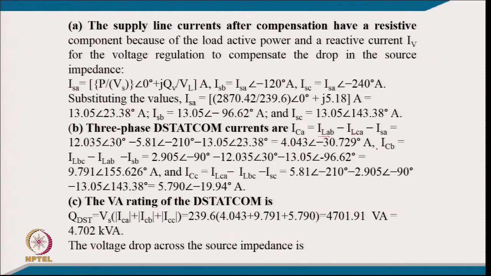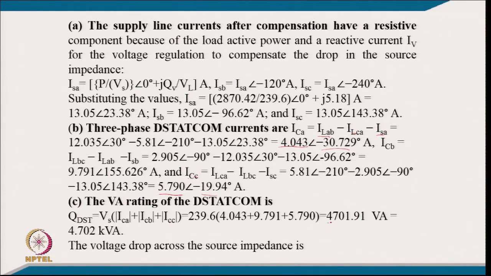And the 3 phase D-STATCOM current we can find out as load current minus the compensator current and source current. From this we can find out the current, which comes 4.03 at the angle of 30.729 degree, and similarly for B phase it comes to 9.71 at the angle of 155.69. Similarly, for C phase it comes equivalent to 5.79 at the angle of minus 19.4 degree ampere, and the VA rating of the STATCOM will be voltage per phase multiplied by the current of all three in absolute value.